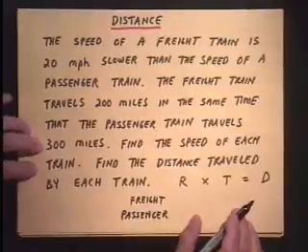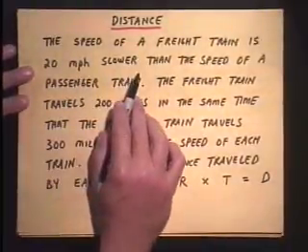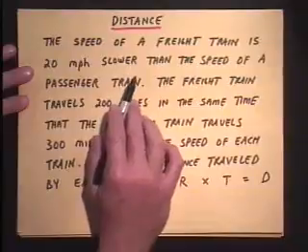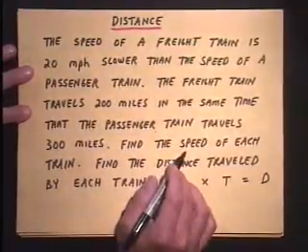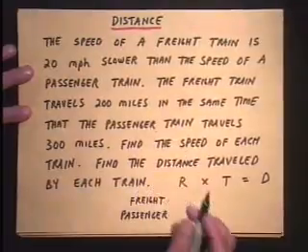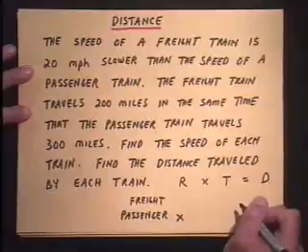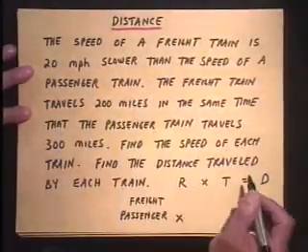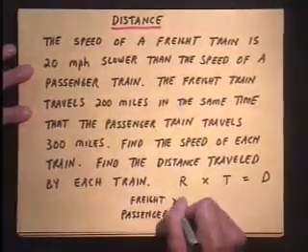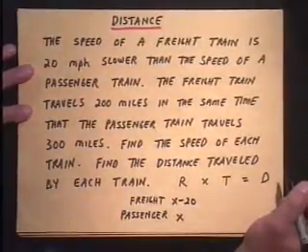Okay, now what do we know in this problem? Well, we know the freight train's going 20 miles an hour slower, so this is similar to the last example. We really don't know their speed, so I'm going to call the passenger train X as far as its speed or rate goes. And since the freight train is 20 miles an hour slower, I'm going to call it X minus 20.